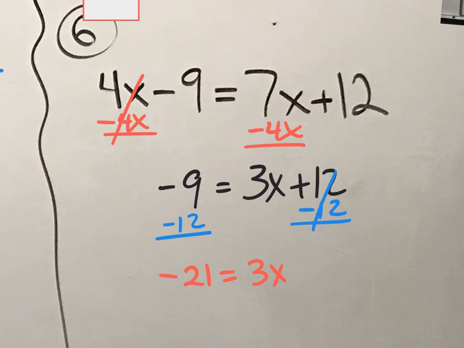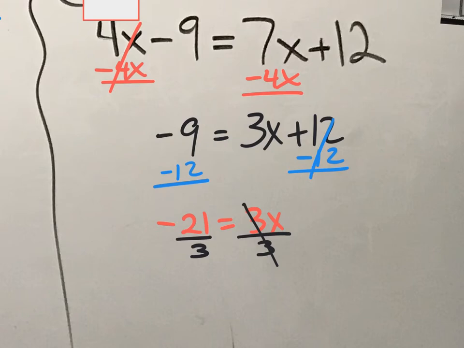So for my final step, I need to get rid of this 3 that you're multiplying with x. So I want to get rid of that multiplication of 3 by doing the opposite, dividing by 3. And of course, what I do to one side, I do to the other. The 3's cancel. So my final answer is, let me move this up, I have negative 7. Negative 7 equals x, and of course write it like this, x equals negative 7.